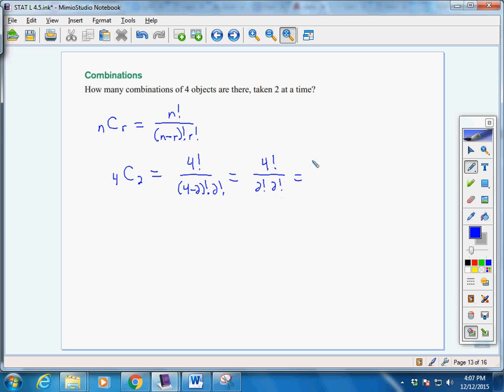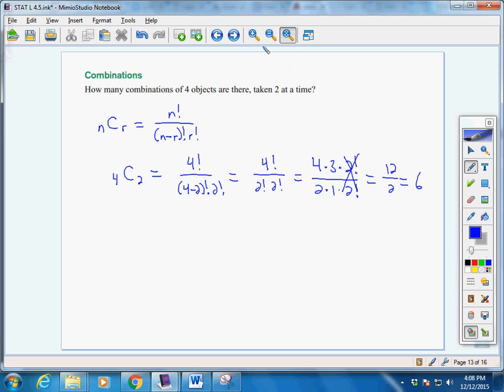The numerator again means 4 times 3 times 2. Instead of saying times 1, I'm going to leave it as 2 factorial. And then down here, I'm going to go 2 times 1 times 2 factorial. The reason I do that is because then we can cancel these out. I'm left with 4 times 3, which is 12, over 2 times 1, which is 2, and we end up with 6. So how many combinations are there of 4 objects taken 2 at a time? There's 6 combinations.